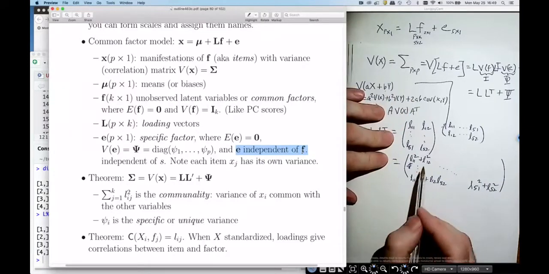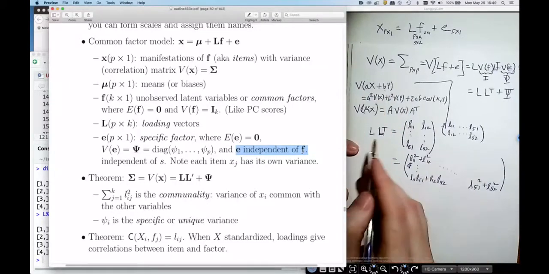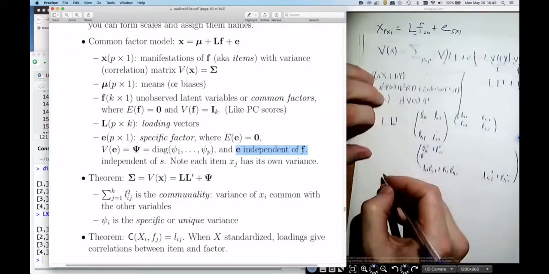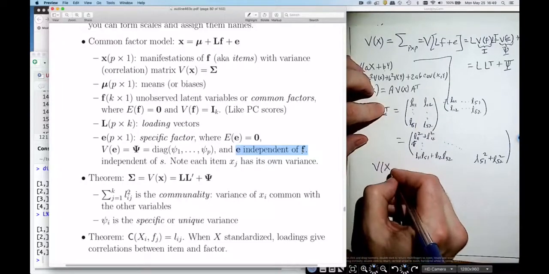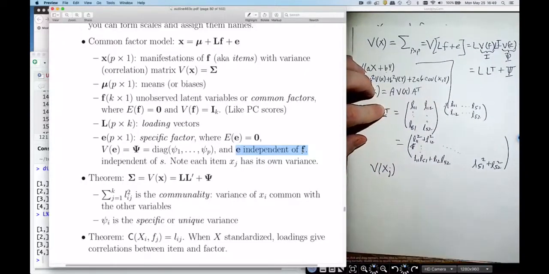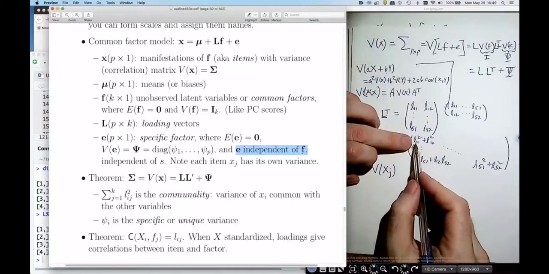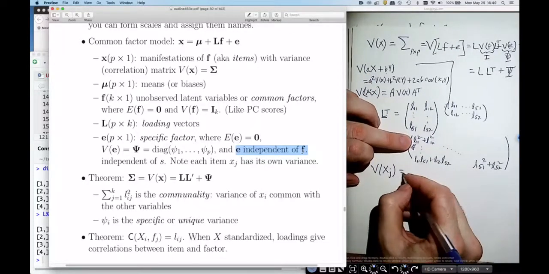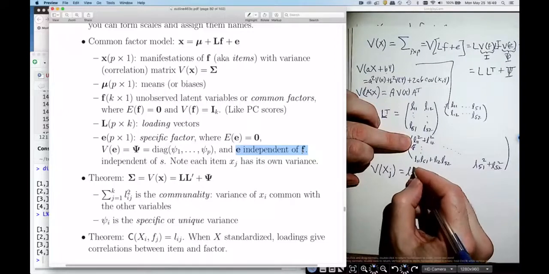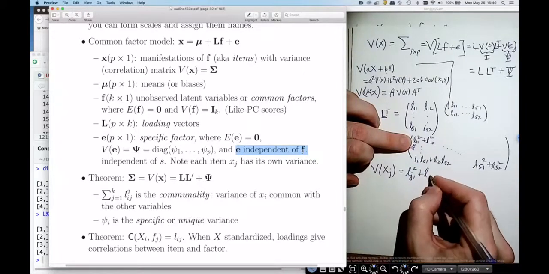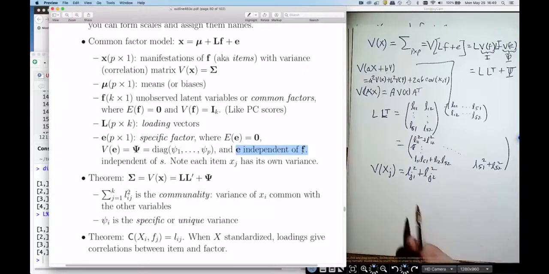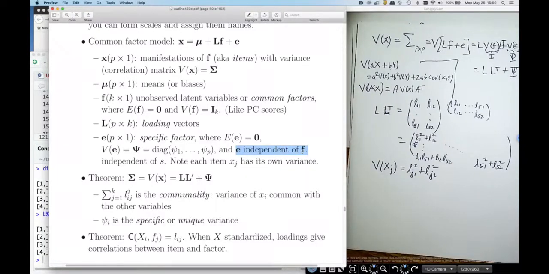But the point I'm trying to make is the variance of an x. So let's just write this out. The variance of xj is simply going to be the sum of these loadings squared. This would be Lj1 squared plus Lj2 squared. So I can understand what the variance of the original x is simply by adding up the squared loadings. So that's the first result that you need to have.